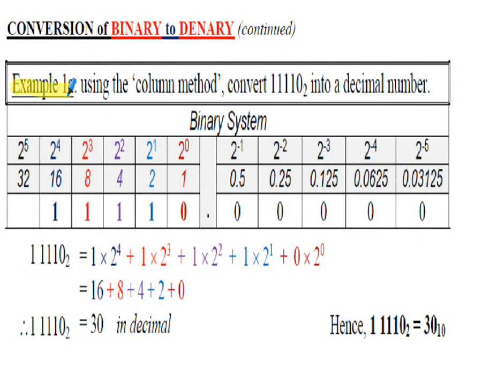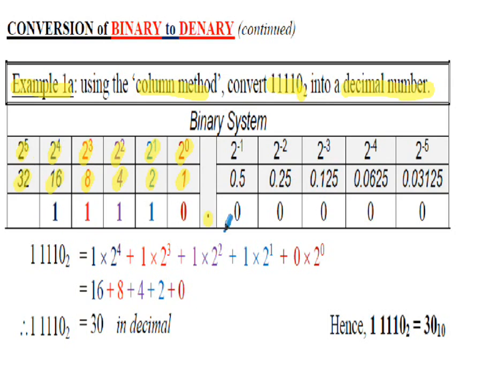Here's example 1a. I'm going to use the column method to convert 11110 in base 2 to a decimal number in the denary system. Again, using the column heading format, to the left of the decimal point we will have 2 to the 0, 2 to the 1, 2 to the 2, 2 to the 3, 2 to the 4, 2 to the 5. Don't forget 2 to the 0 is 1, 2 to the 1 is 2, 2 to the 2 is 4, 2 to the 3 is 8, 2 to the 4 is 16, and 2 to the 5 is 32.